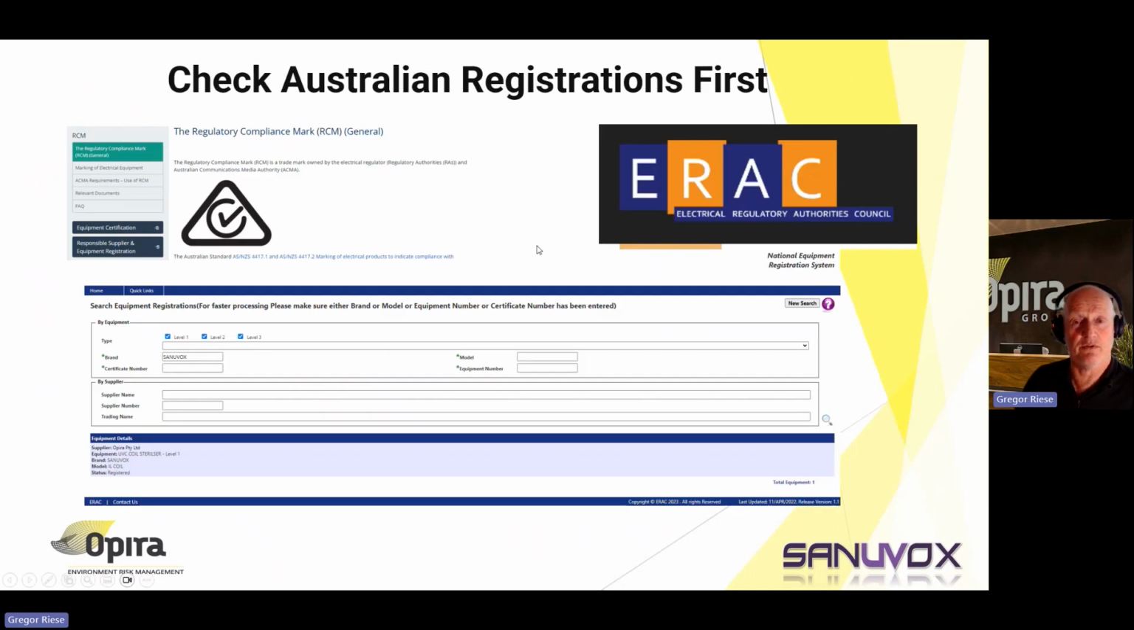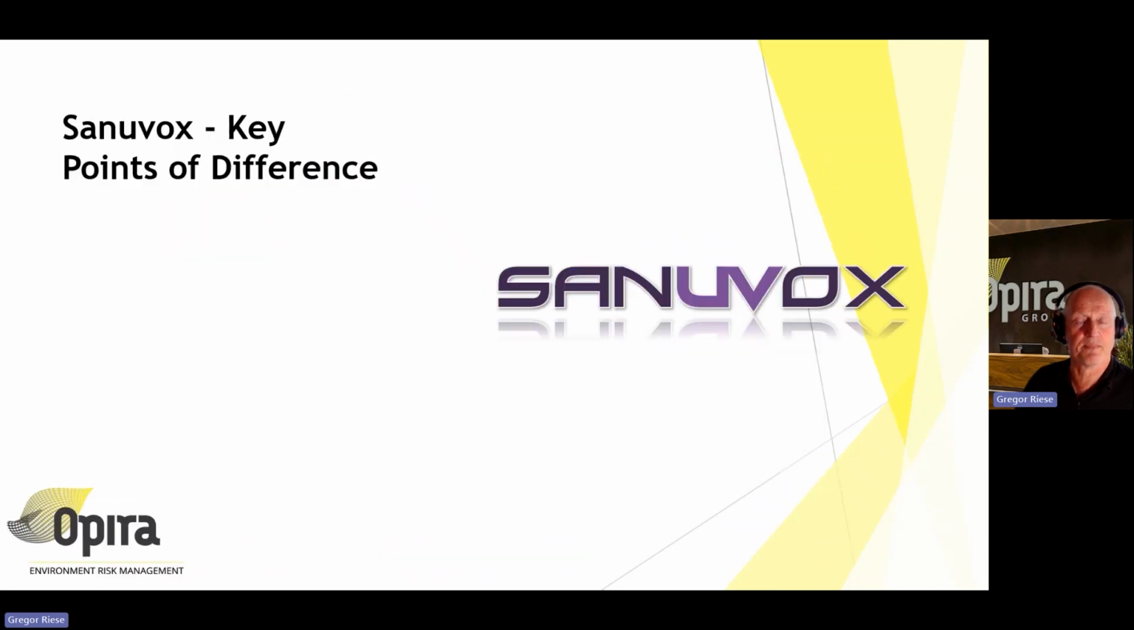When you go ahead and buy any of these products, I think it's incumbent on the importer to make sure it's registered with a regulatory compliance mark, and any of the suppliers in Australia should have these. So our IL Core Cleans are registered on the Regulatory Authorities Council website. It's actually the National Equipment Registration System.